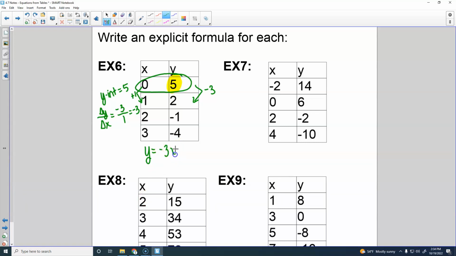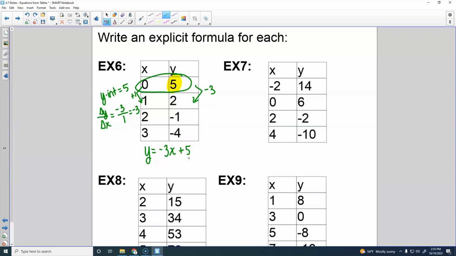We just put the negative 3 instead of putting it over 1. So we'll have just y equals negative 3x plus 5. Very good. Okay. You can put it over 1, but Delta Math really doesn't usually like it when we do that, and it's not necessary.